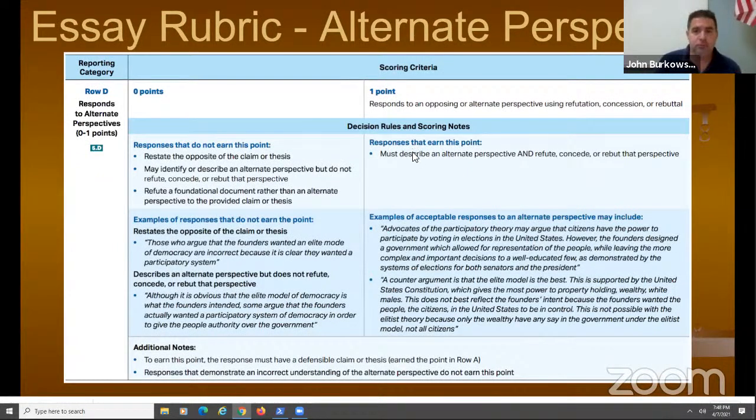You have to identify and describe the alternate perspective. For example, if it asked to help or hinder and you went with help, now you have to go with hinder. That's the alternate perspective. Oh, it hinders. And then you identify and describe it. And then you have to either refute, concede, or rebut that perspective. And that's where you can throw in ACE again. But remember, the only way to get this point is you've got to have a thesis.